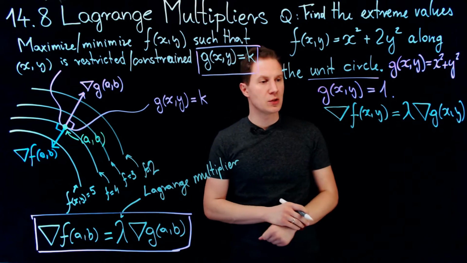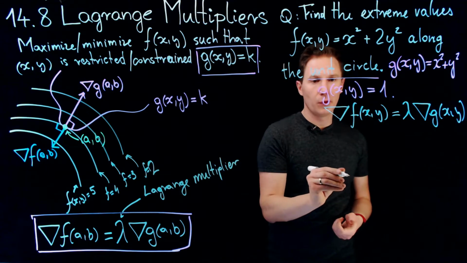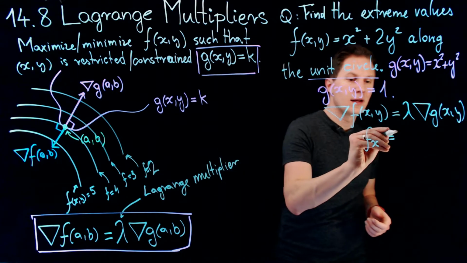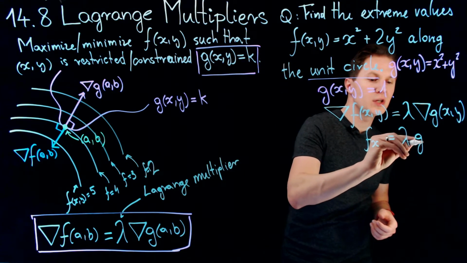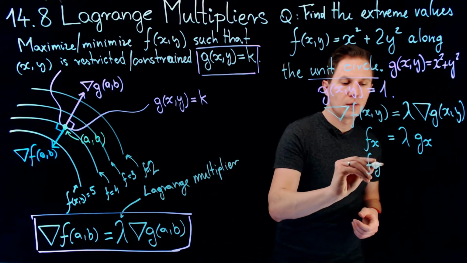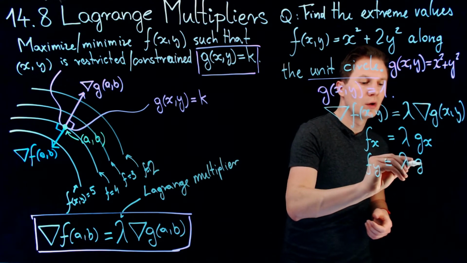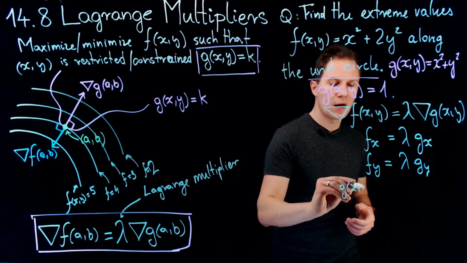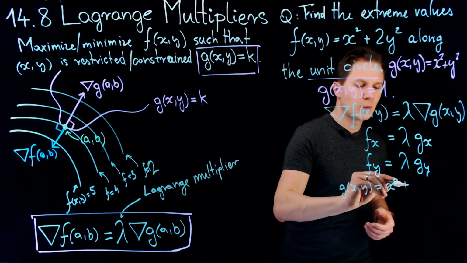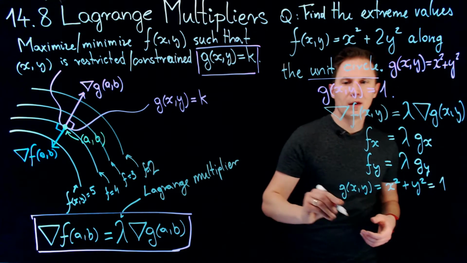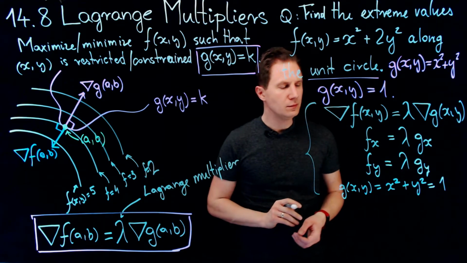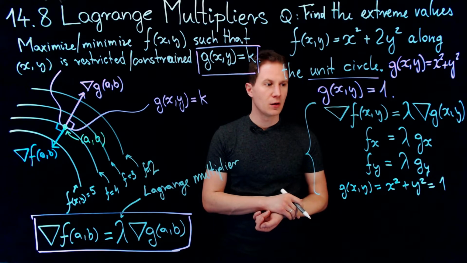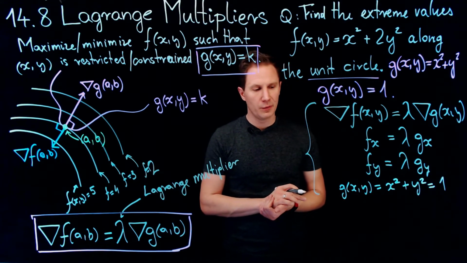If we write these equations component by component, the partial derivative of f with respect to x has to be a multiple of the partial derivative of g with respect to x. It's the same for the partial derivatives with respect to y, and we also have to keep in mind that g of x and y, that is x squared plus y squared, has to be equal to 1. So if we look at these equations, we should be able to solve for those x and y values that give us the local minimum and maximum.